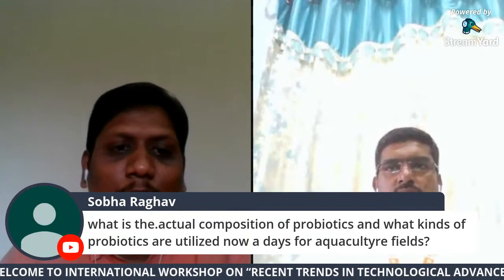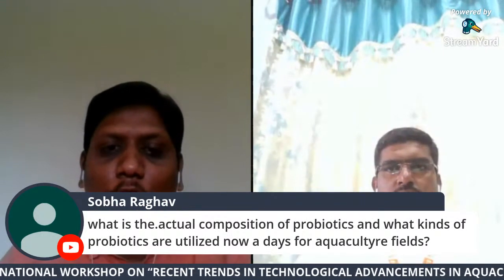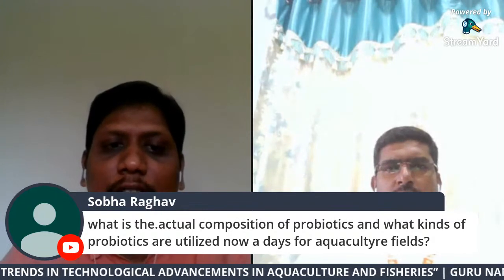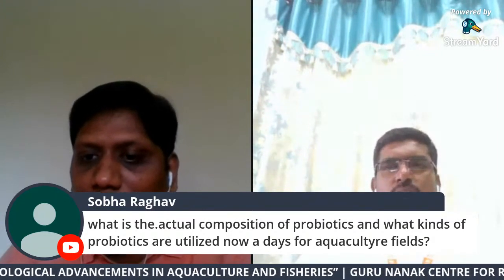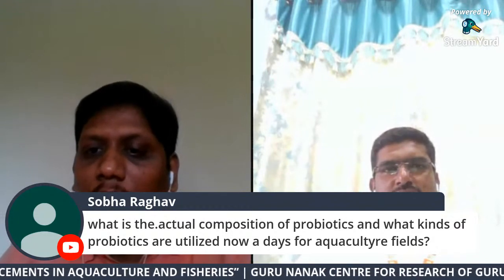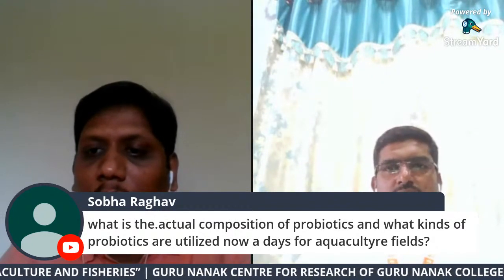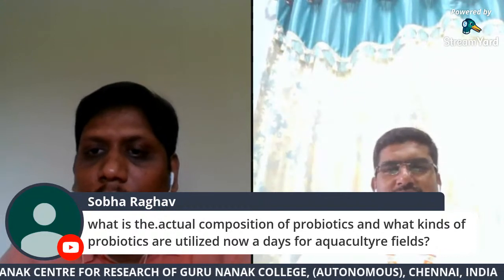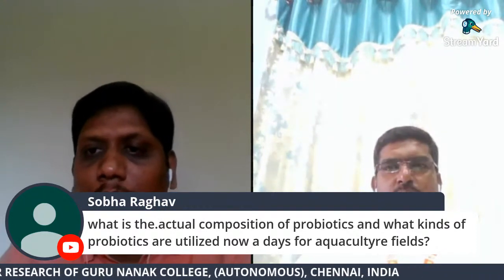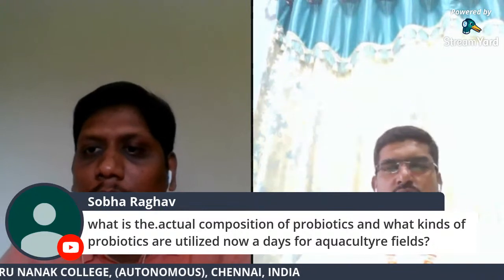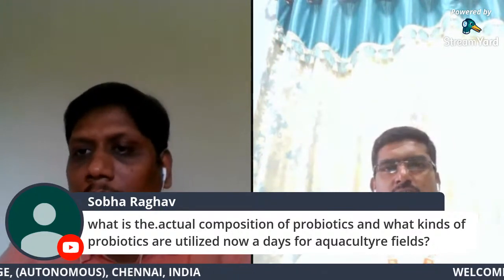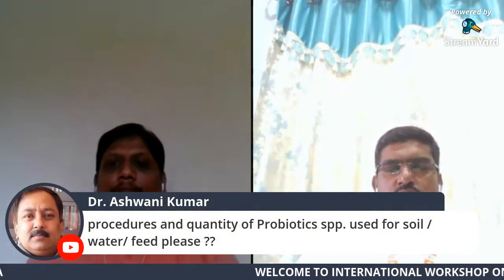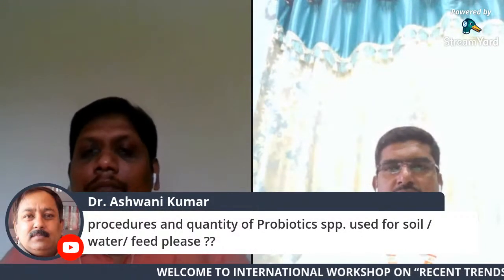Shobha Raghav has asked, what is the actual composition of probiotics and what kinds of probiotics are utilized for aquaculture fields? Again, you have answered that. Normally Bacillus and Thiobacillus, sir. The basic probiotic is Bacillus only. There are different strains in Bacillus: Bacillus ferocans, Bacillus Thiobacillus, Pseudomonas, and there are different species also in that Bacillus, sir.